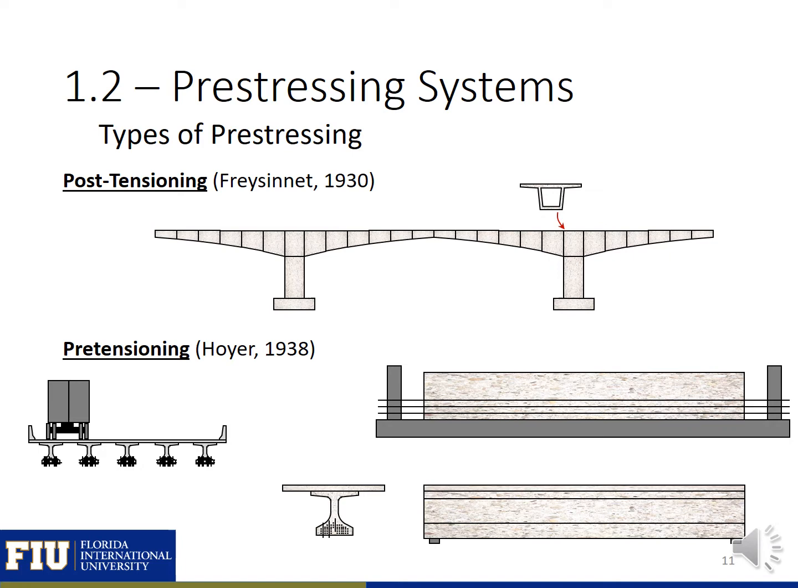As mentioned, there are two main types of pre-stressing. There's post-tensioning, where the strands are tensioned after the concrete is cast and allowed to harden, and then pre-tensioning, where the strands are stressed before the concrete is placed, and then the concrete is placed and allowed to harden, and then the strands are cut, transferring the stress from the strands or from the bed into the beam.